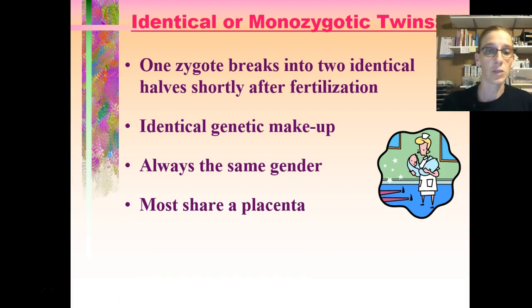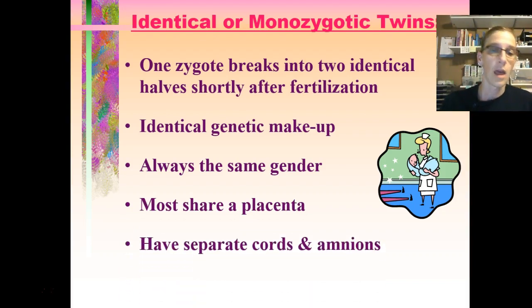Most monozygotic twins do share a placenta, and they do have separate umbilical cords and often separate amnions. So figure 3.8 in your book on page 41 shows you a good example. So my boys are identical monozygotic twins. I usually do this on the board. Let me see if I can give you a lovely drawing in here. So here, give me a second, are my babies.